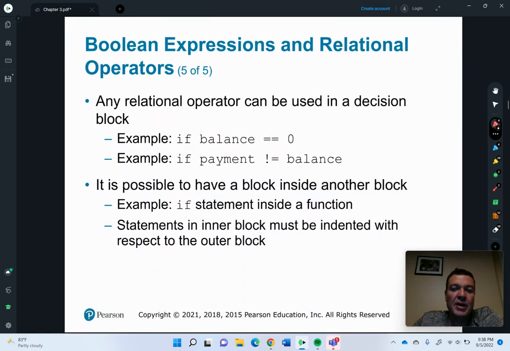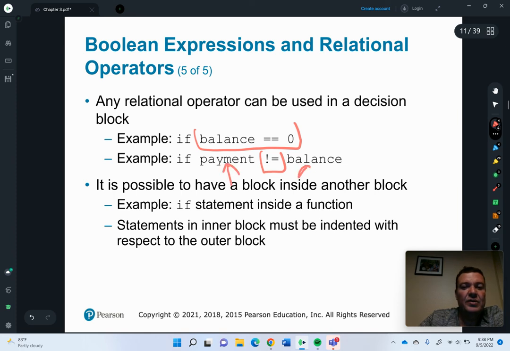Any relational operator can be used in a decision block. In this one we're saying, if balance is equal to 0, if payment is not equal to balance. And look, we've got two variables here in our condition statement. That's okay. We can use variables in our condition statement. Most of the time, your Boolean expressions will be using variables. Again, that's what is powerful about programming: we can assign different values into these variables so our program runs slightly different every single time.